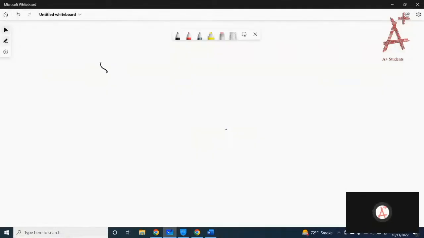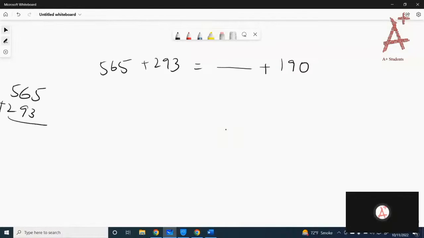Okay, the first one is 565 plus 293, and that equals the missing number plus 190. So what you have to do, you have to add the side where you are given both the numbers. Got it? Just add 565 and 293. 5 plus 3 is 8. 9 plus 6 is 15. Write the 5 over here and carry the 1. 5 plus 2 is 7, and 7 plus 1 is 8. So here the sum is 858.